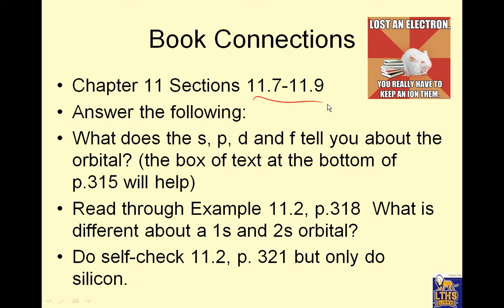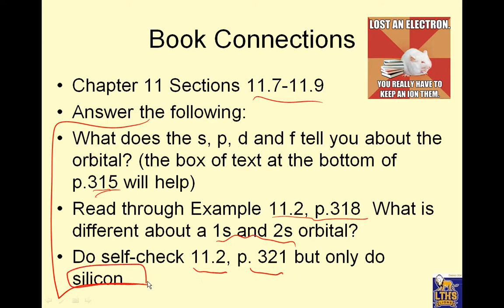Okay, please read chapter 11, those sections. And now I really want you to answer these 3 things. What do the s, p, d, and f tell you about the orbital? Page 315 should help. Read through example 11.2 on page 318. And then make sure you can describe the difference between a 1s and a 2s orbital. Also, this must be self-check 11.2 on page 321. It says in red that it's self-check. It says to do a whole bunch of elements, but I want you to make sure you can do silicon.